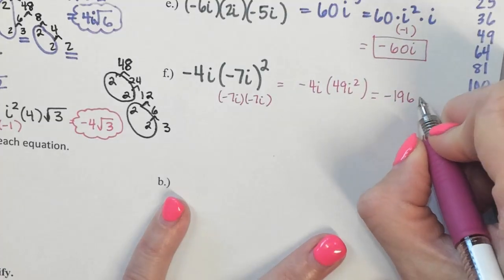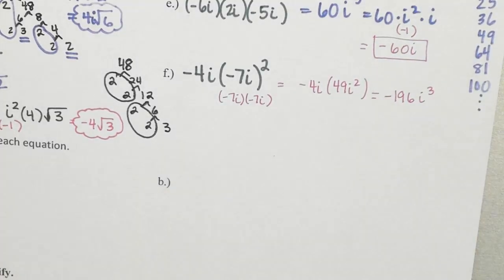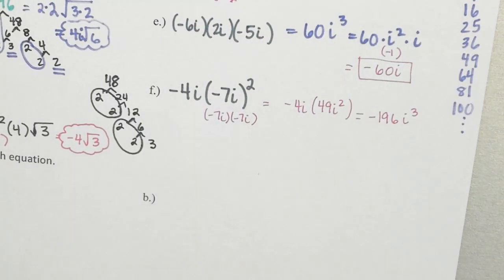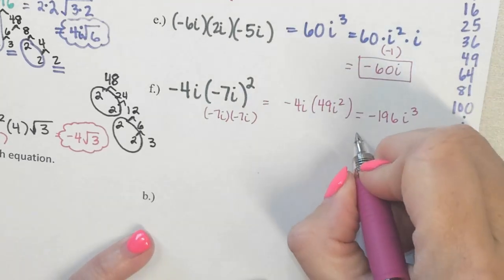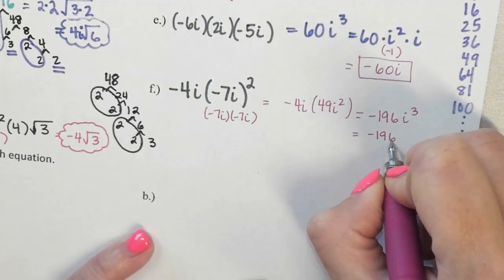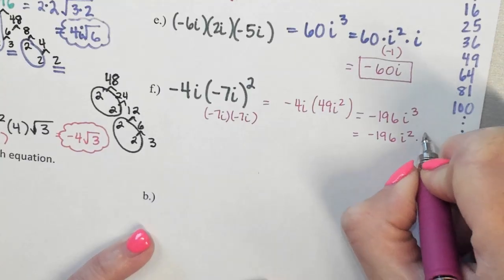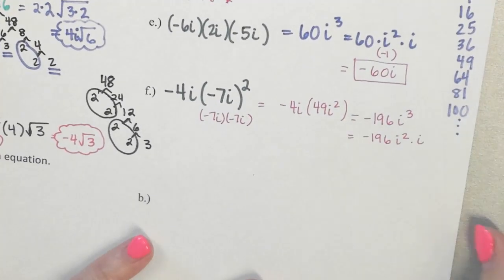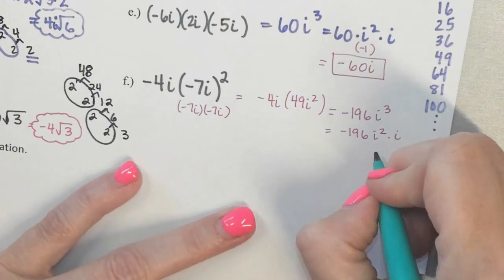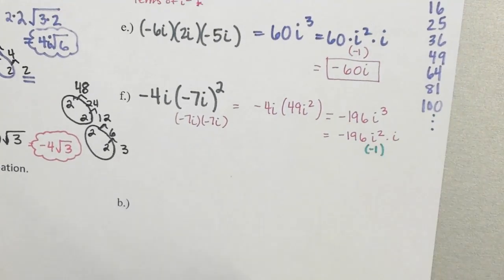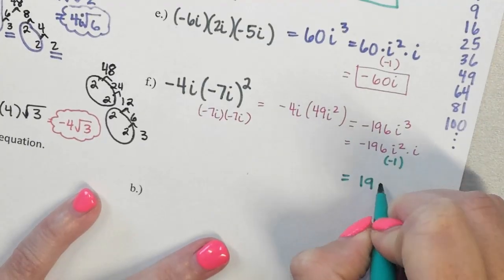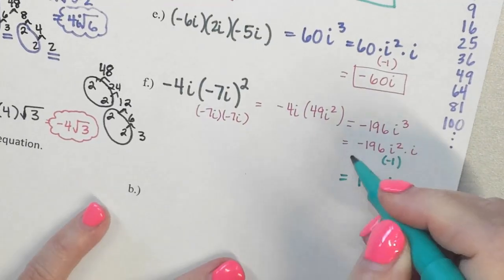i times i squared is i to the third. Okay, and again, when you're doing this, I know you can see i cubed is negative i. You can absolutely plug that in. I just want you to know, like if you're doing this on a test or a quiz, you don't have to have i cubed memorized. As long as you know i squared is negative 1, you can always get to the correct answer. So a negative times a negative is a positive, so this will be 196i.